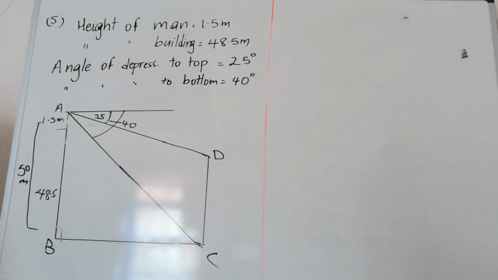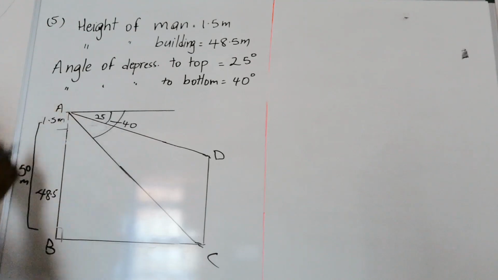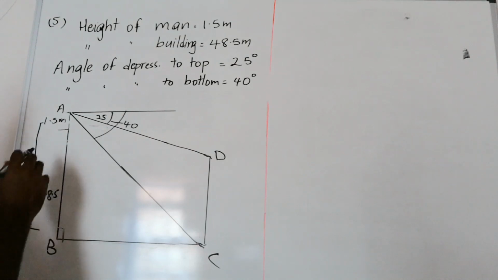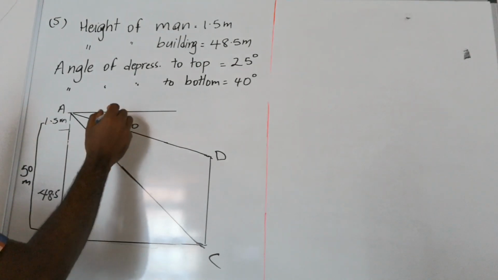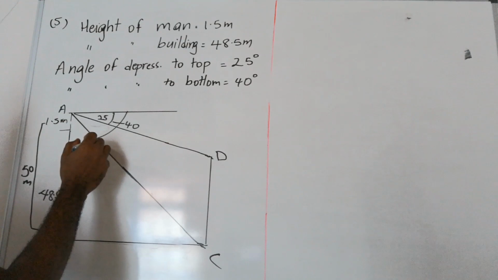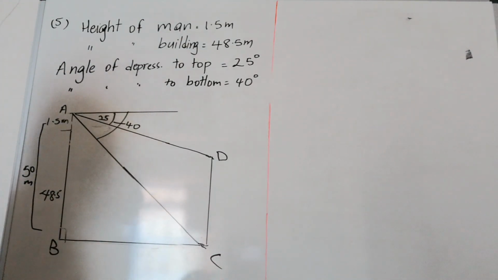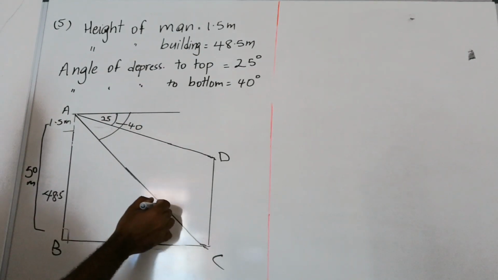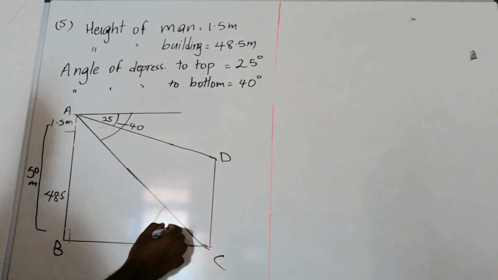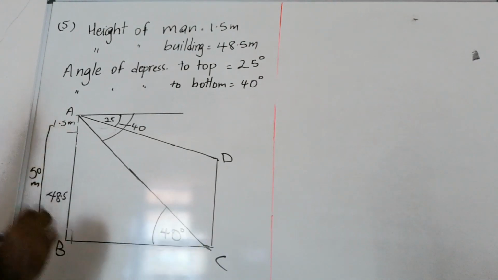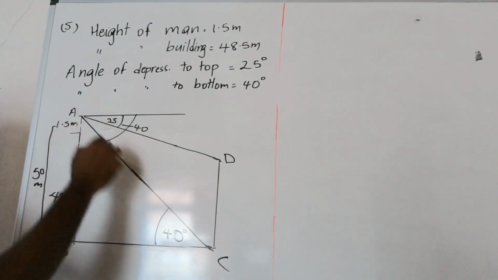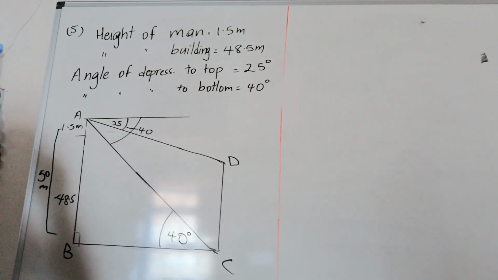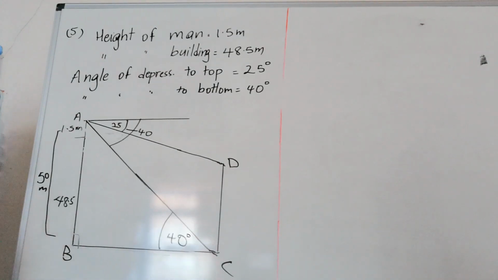Now, how would we calculate that? We know the height here. The total height is 50 meters. Now, do we know any angle here? We know this angle of depression here is 40, and we said that the angle of depression will always be equal to your angle of elevation. So if this angle is 40, this angle here will also be 40. So now we can calculate this length from A to C along the man's line of sight to the bottom of the building.